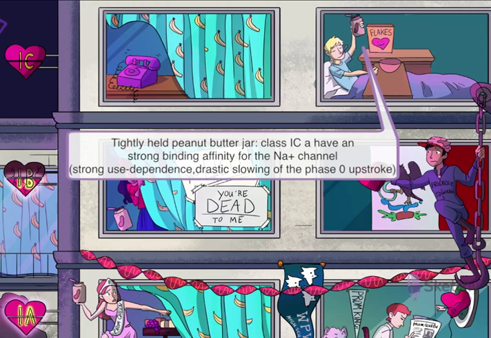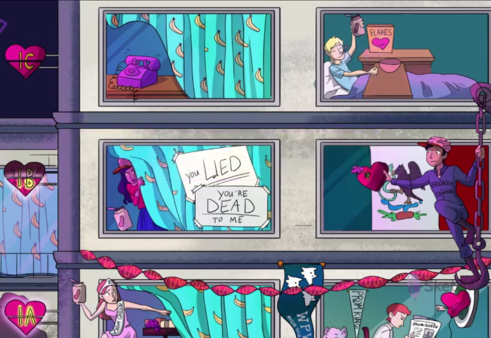Class 1C antiarrhythmics bind avidly to the fast sodium channel responsible for the upstroke of the cardiac action potential, so they are the slowest of the Class 1 drugs to dissociate. This means these drugs exhibit the strongest use dependence, cause a drastic slowing of the phase 0 upstroke, and have a more dramatic effect on the QRS duration. Remember that ridiculously wide QRS trace on the Heartbreak Hotel sign?